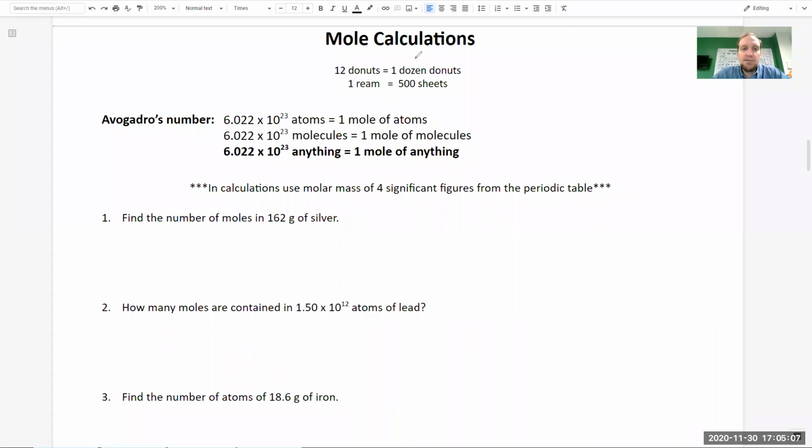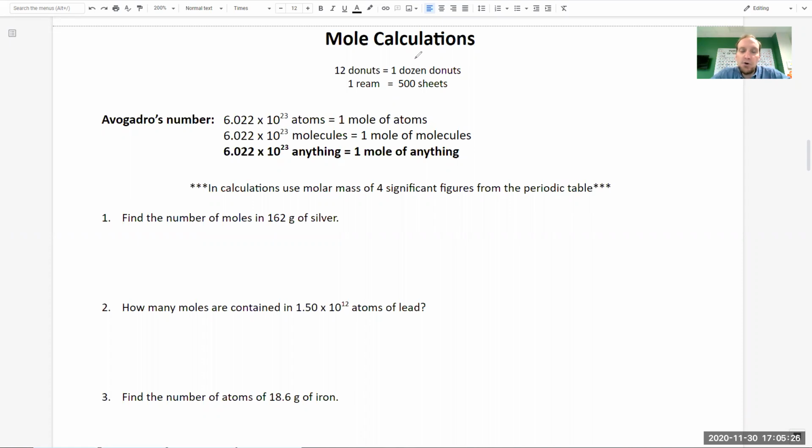All right, now that we have the fun of learning what moles are and how to calculate the mass of one mole, which again is straight off the periodic table, the average atomic mass, let's talk a little bit more about what a mole actually is. Now, like I said in the previous video, a mole is a quantity, a number, right?